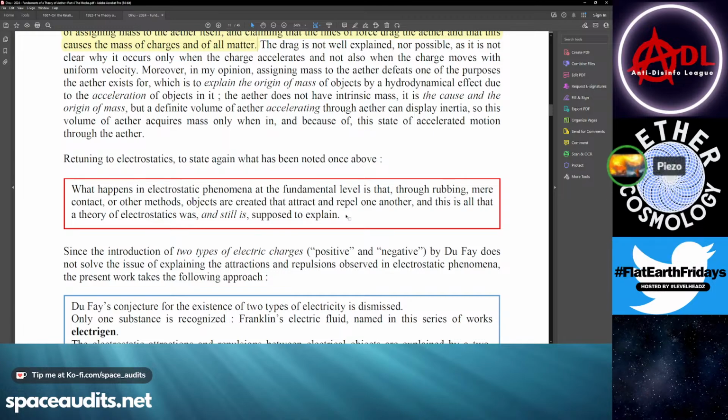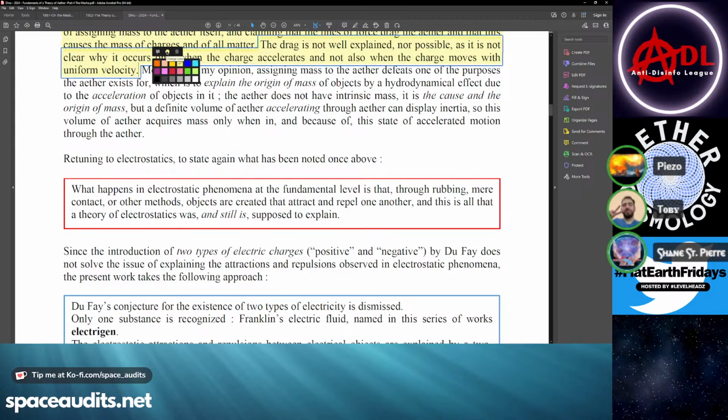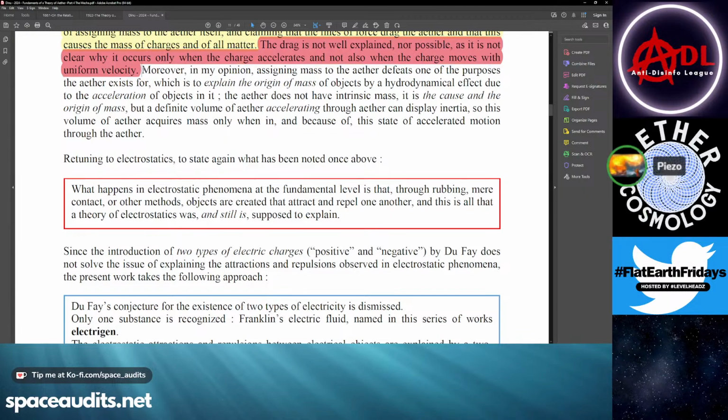Moreover, in my opinion, assigning mass to the ether defeats one of the purposes the ether exists for, which is to explain the origin of mass of objects by a hydrodynamical effect due to the acceleration of objects in it. The ether does not have intrinsic mass. It is the cause and the origin of mass. But a definite volume of ether accelerating through ether can display inertia. So this volume of ether acquires mass only when in and because of this state of accelerated motion through the ether.